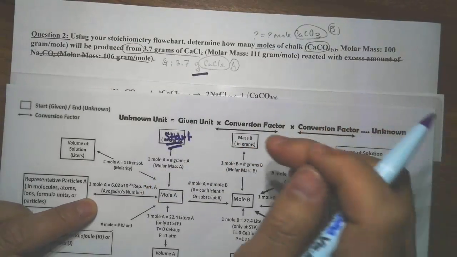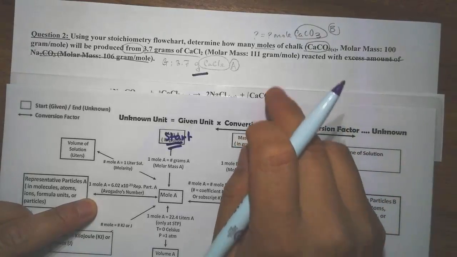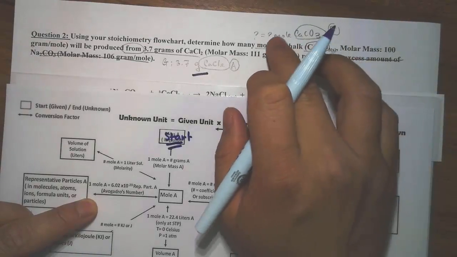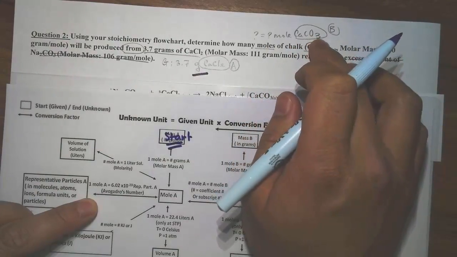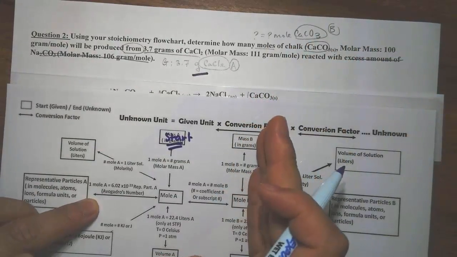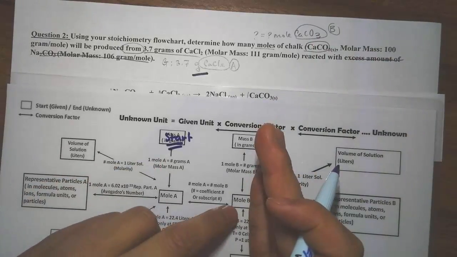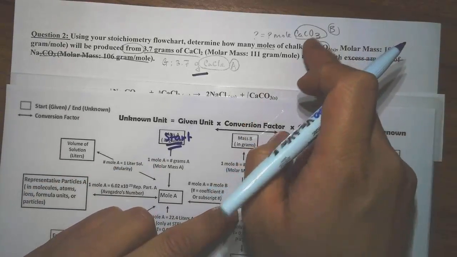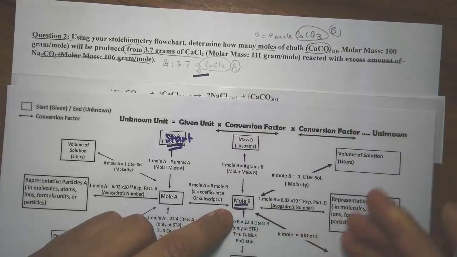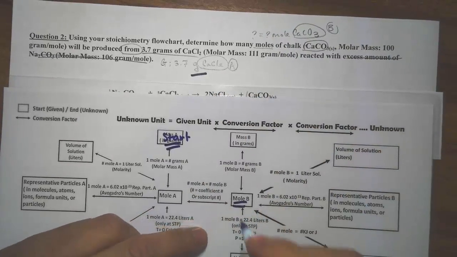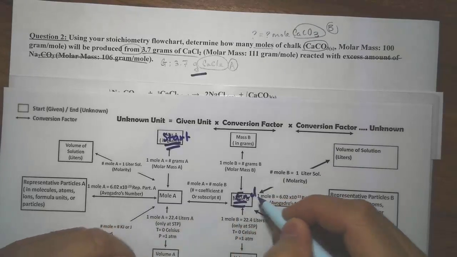But we are not stopping at grams of B like in the other problem because our unknown is moles of calcium carbonate. So we are looking for moles of calcium carbonate. So we go to side B, okay? Not side A anymore, but now side B because we deal with a chemical not the same as your given. So look at mole B, which is right here. There's nowhere else that has mole B. So this is where we are going to end.